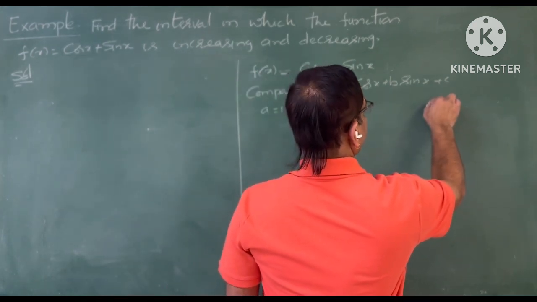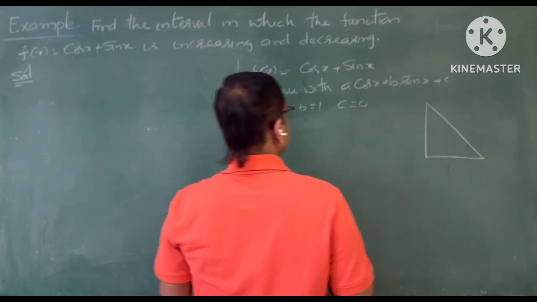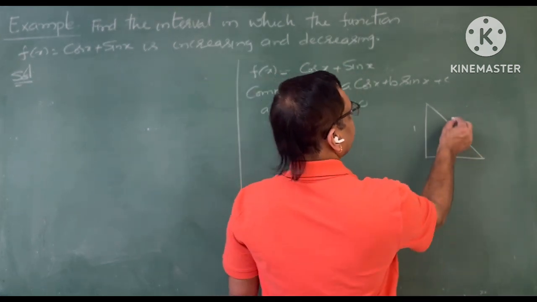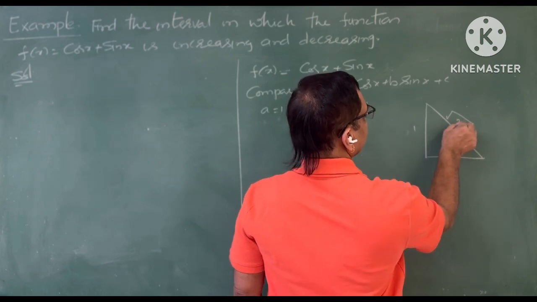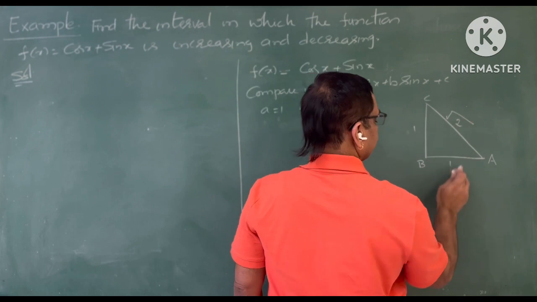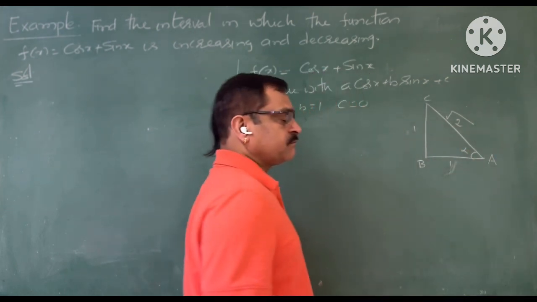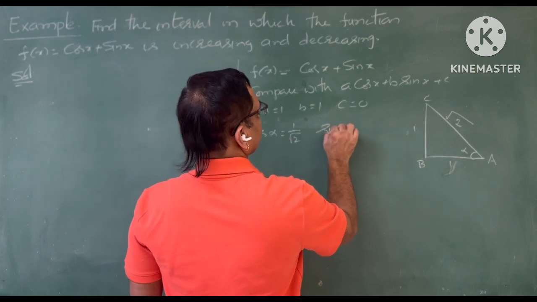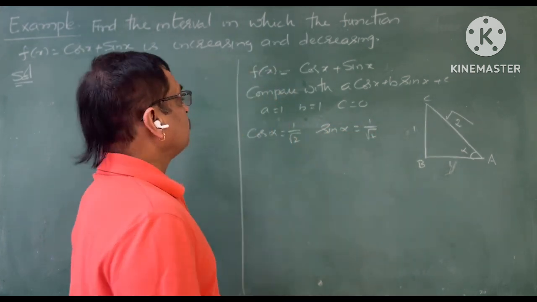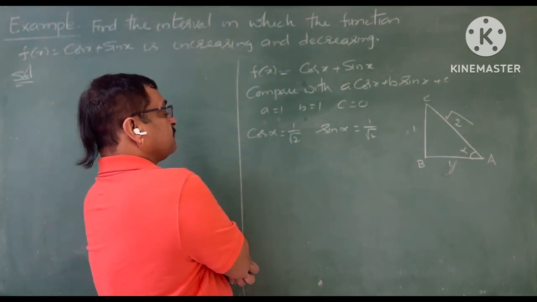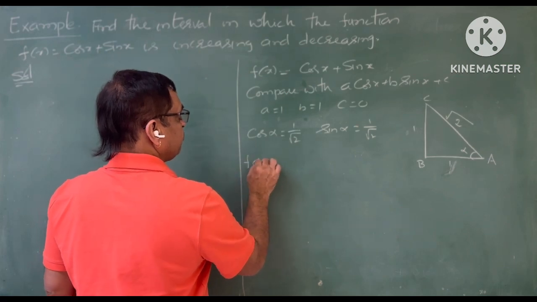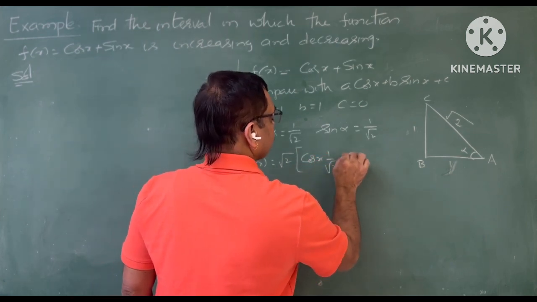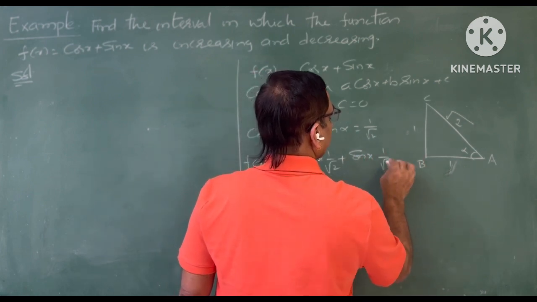As usual, draw a right angle triangle and take this 1 and 1, a and b, as legs of the right angle triangle, and this is root of 1 square plus 1 square, that is root 2. And this as usual alpha. So here my cos alpha is equal to 1 over root 2 and sin alpha is equal to 1 over root 2. So we have to multiply and divide every term by root 2. Therefore my function f of x is equal to root 2 times of cos x 1 over root 2 plus sin x 1 over root 2.